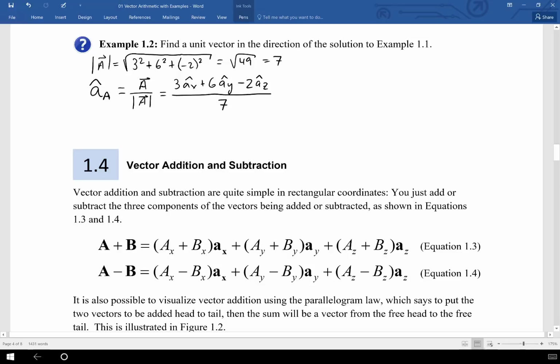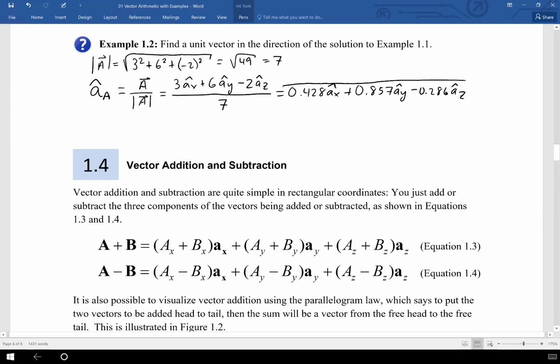And then you could either leave that as a fraction, in which case it would be 3/7 A sub x plus 6/7 A sub y minus 2/7 A sub z, or you could write it out in decimal, 0.428. I'll round them to 3 digits. I'll tend to use 3 significant figures in this class. I guess we could make the assumption that all of the quantities that are provided are precise to 3 significant figures. So there's A sub y plus, or I'm sorry, it'll be minus 0.286 A sub z.